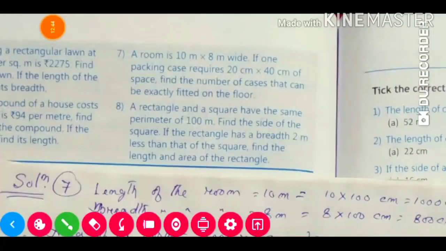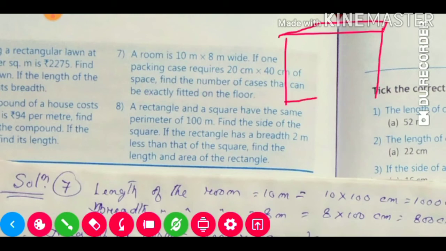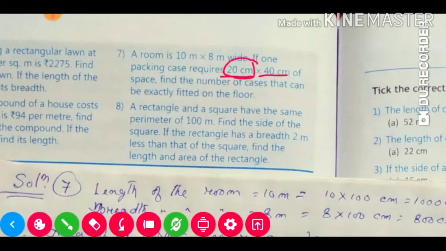Question number 7. It is given: a room is 10 meter long and 8 meter wide. A room is there, suppose this one is your room. So this room measurement is given: the length is 10 meter and the breadth is 8 meter. If one packing case requires 20 centimeter into 40 centimeter of space, here we are keeping cartons, so this carton measurement is given as 20 centimeter into 40 centimeter. That means the breadth will be 20 and the length will be 40.